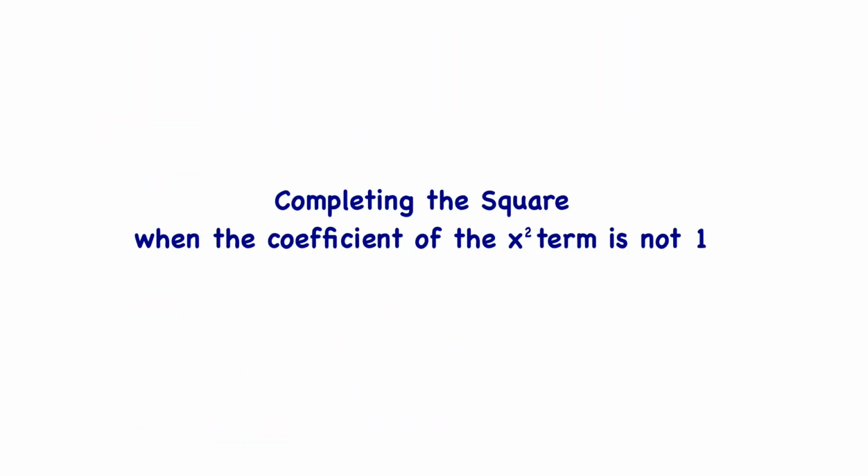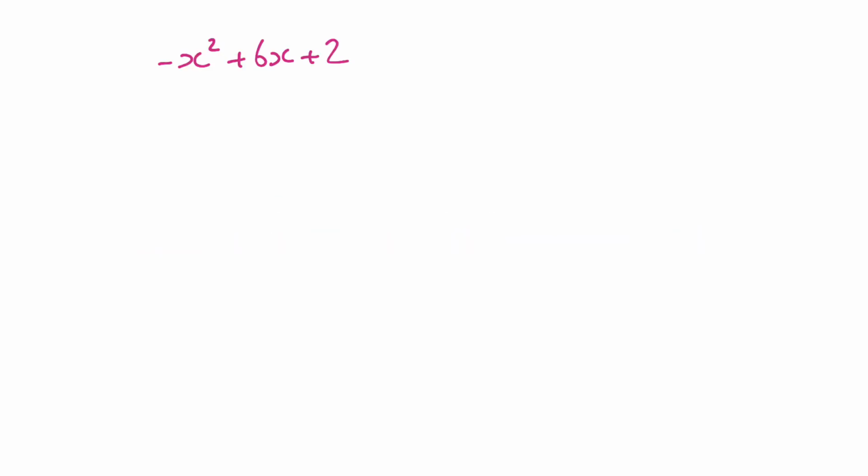We're now going to look at completing the square when the coefficient of the x squared term is not 1. So here's our first example. So we have to complete the square for an expression, and you can see that the coefficient of the x squared term is minus 1, not 1. And in order to complete the square, we must have a 1 in front of the x squared. So what we can do is we can simply divide through by minus 1.